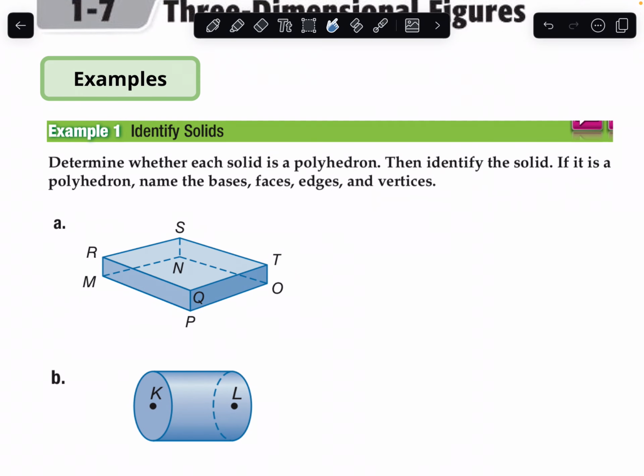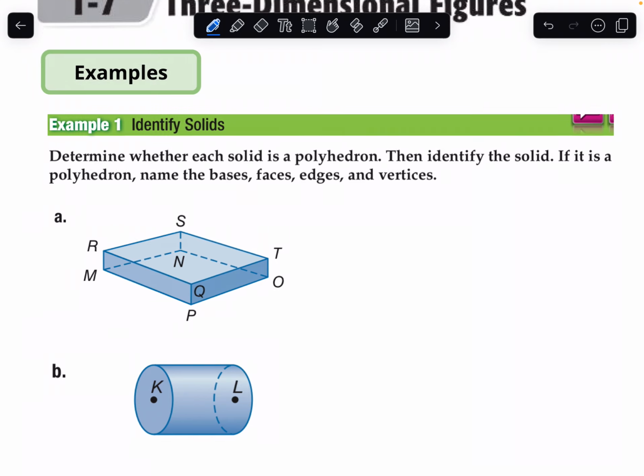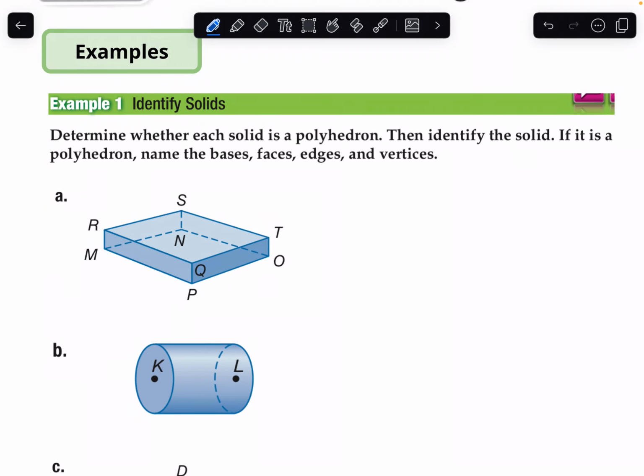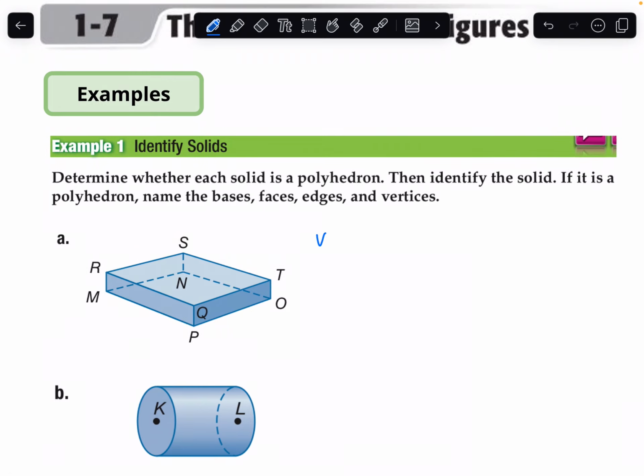Example 1. Identify solids. Determine whether each solid is a polyhedron. Then identify the solid. If it is a polyhedron, name the bases, faces, edges, and vertices. So first up, this is all composed of straight lines. Yes, it is a polyhedron, and it is a rectangular prism.